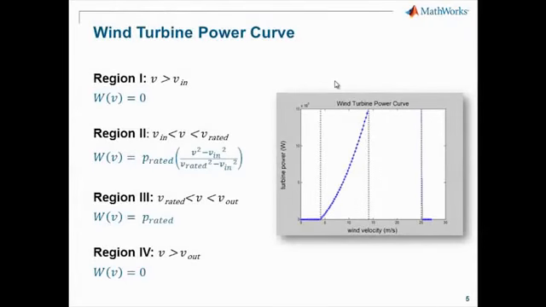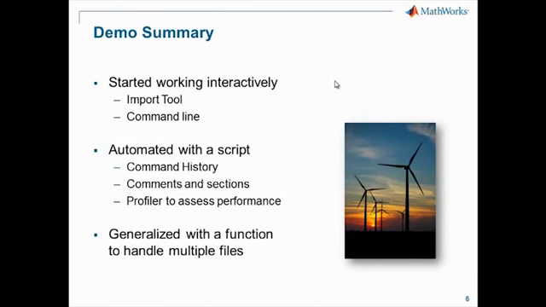I'm now ready to come back to the slides for a moment and remember how we got to where we got just now. We started working interactively. We took advantage of the import tool to understand the data that we had, and then we automated that by creating code from there. We also worked at the command line for a while to make sure we were doing something that was sensible. We then used the command history to extract some of the functions that we used, and we created an automated script with comments and sections, which we then also used the profiler on so that we could assess the performance and get it performing the way we wanted.